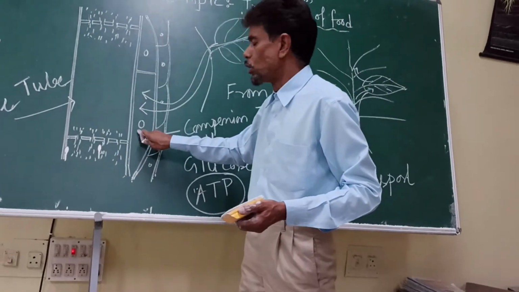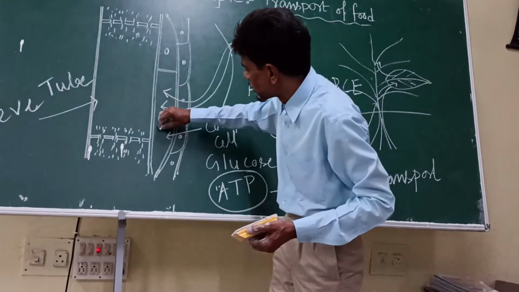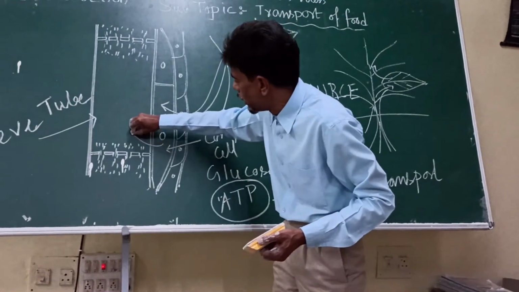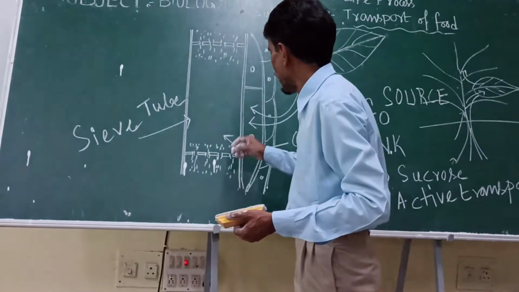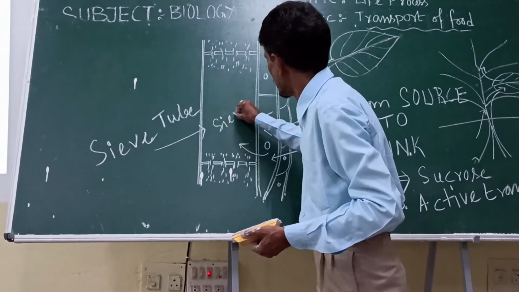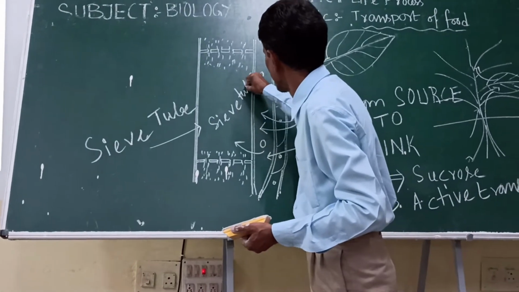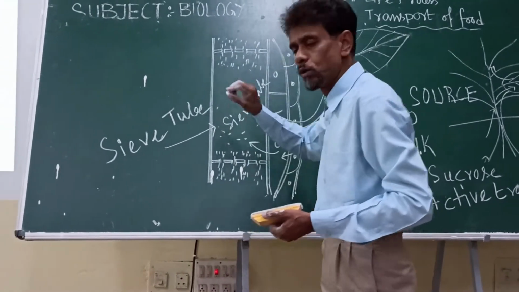Once it is loaded here, that is the companion cell. From the companion cell, the sucrose will be moving to where? To the sieve tube. Sieve tube. Now it is full of sucrose.